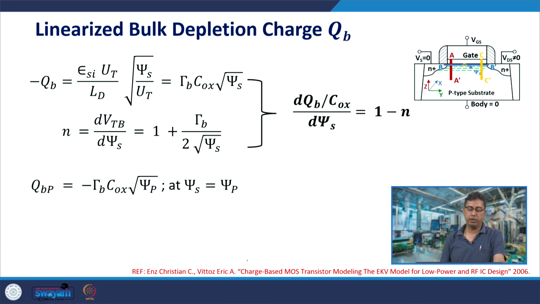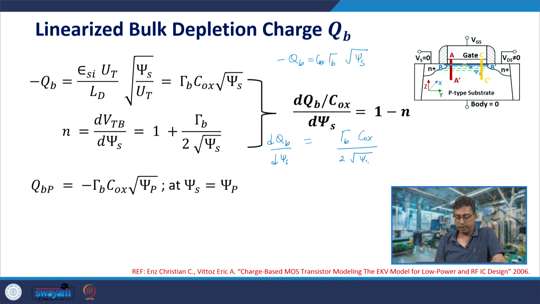Now, let us discuss the linearization of depletion charge. Till now we were discussing the linearization of inversion charge. Now, let us discuss depletion charge. So, what is depletion charge value? We had seen that depletion charge is gamma times square root of psi s into Cox. And it is a negative charge for n channel device. And what is the value of change in depletion charge with respect to the surface potential? That is equal to gamma Cox by 2 square root of psi s, isn't it?